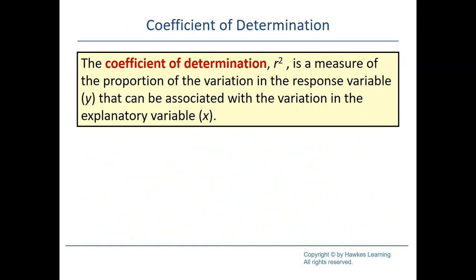Now we have what we call the coefficient of determination. The coefficient of determination is basically your correlation R squared. It's kind of like your standard deviation and variance, how they are related. The coefficient of determination is related to the correlation coefficient. It is measured as a proportion of the variations, hence the R squared, in the response variable y that can be associated with the variations in the explanatory variables.